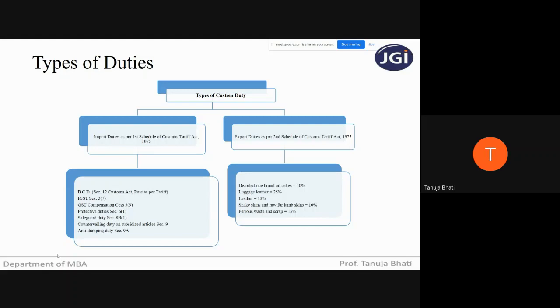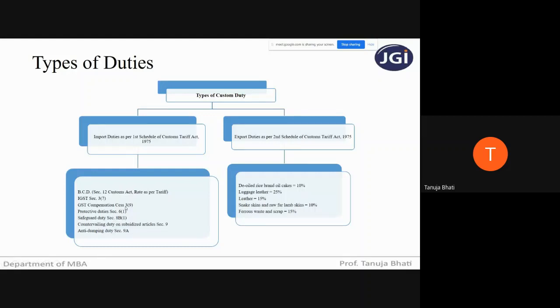Next is GST compensation cess. Now we know that GST compensation cess is usually levied on luxury products. Okay, so in customs also, GST compensation cess is levied depending upon the product that is being imported. So till now we have seen that when any goods are imported, you are going to charge BCD. Okay, then in addition to that, IGST will be charged and GST compensation cess will be charged.